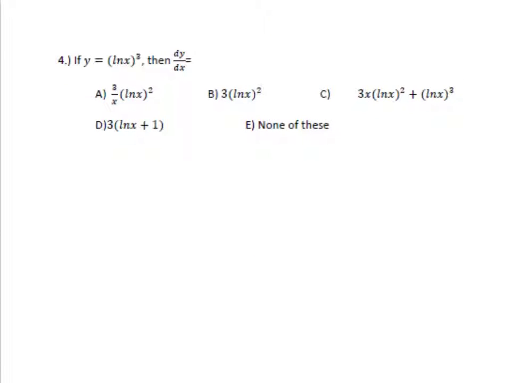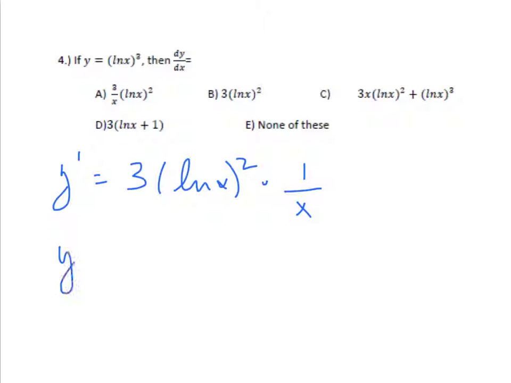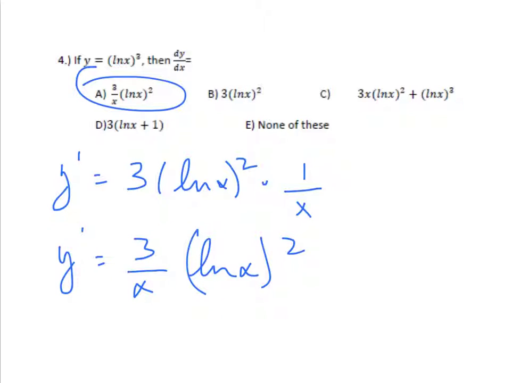Okay, number 4, y prime is equal to, we have a power chain rule, so we have 3 ln of x squared times derivative of ln of x is 1 over x. So y prime should give us 3 over x, ln of x squared. Choice A.